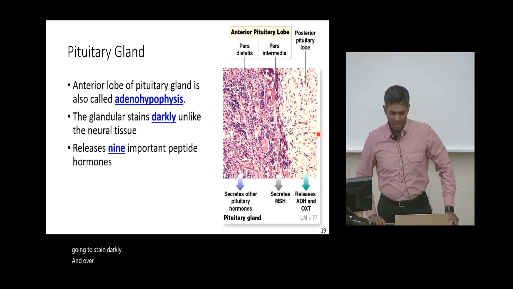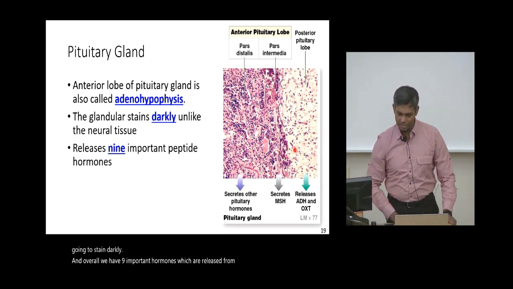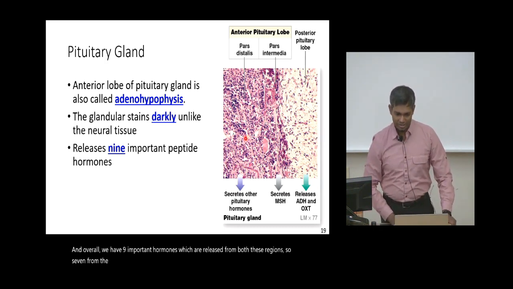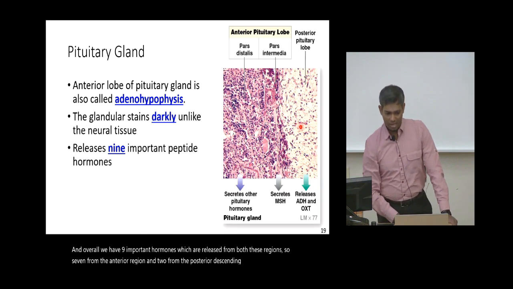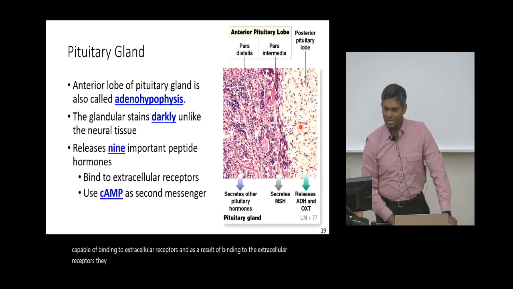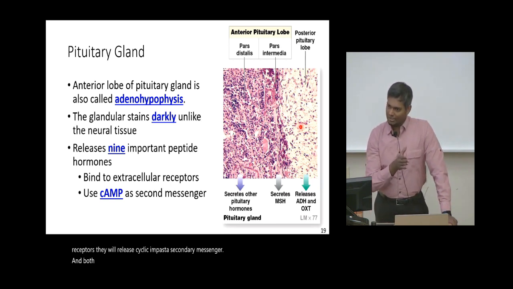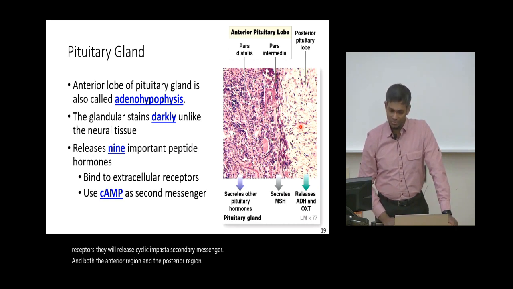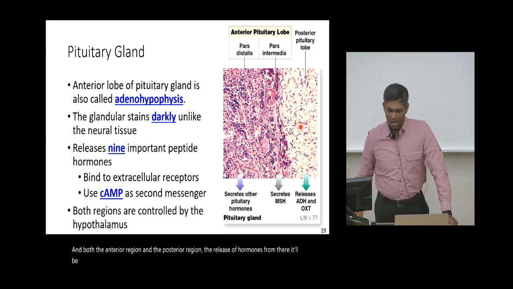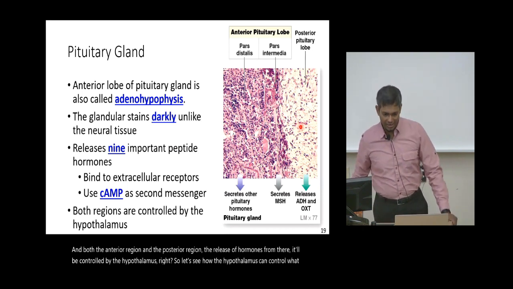And overall, we have 9 important hormones which are released from both these regions. So 7 from the anterior region and 2 from the posterior region. And all of these are capable of binding to extracellular receptors, and as a result of binding to the extracellular receptors, they will release cyclic AMP as the secondary messenger. And the release of hormones from both the anterior region and the posterior region will be controlled by the hypothalamus. Right? So let's see how the hypothalamus can control what the pituitary gland can release.